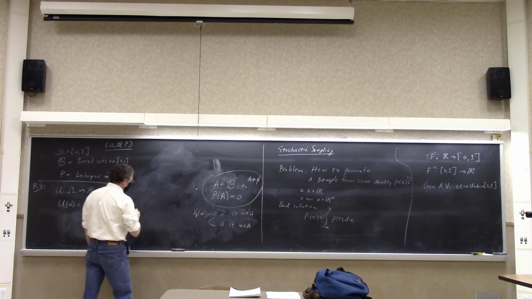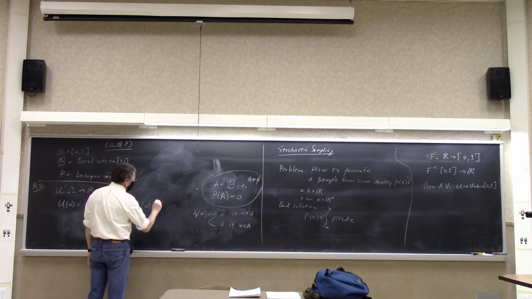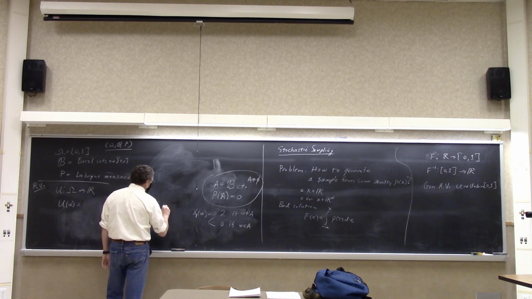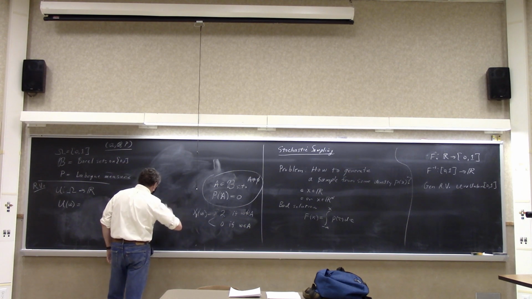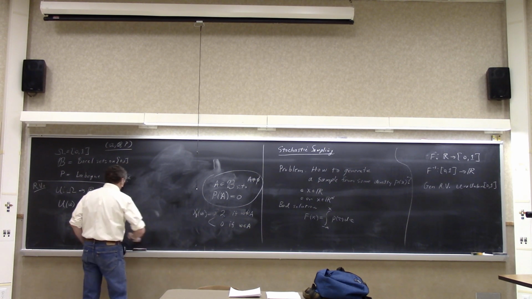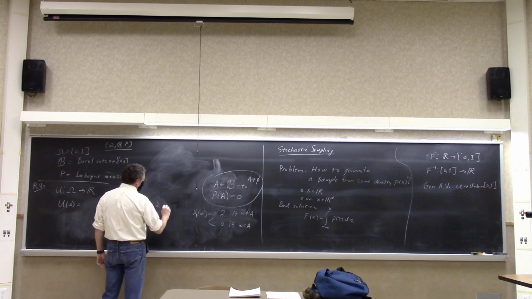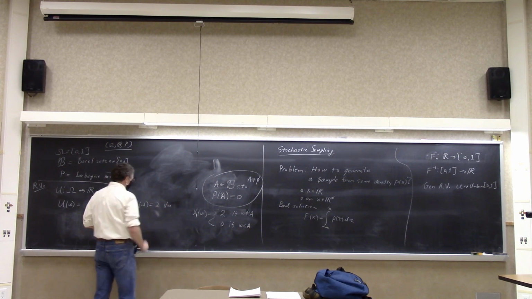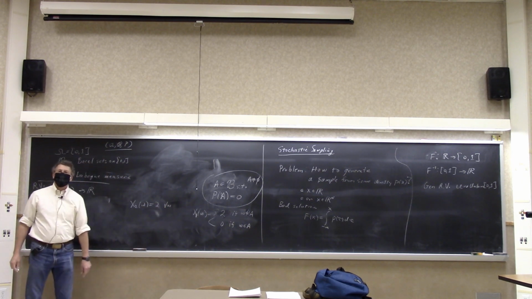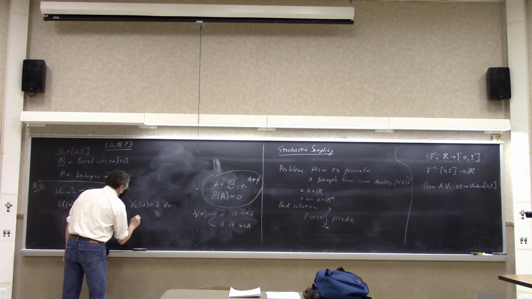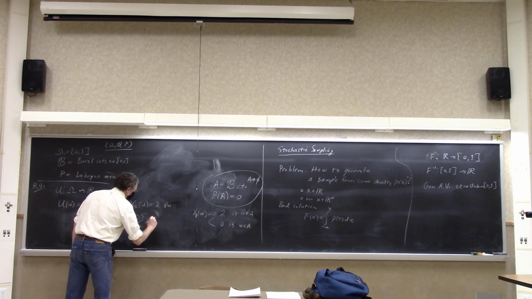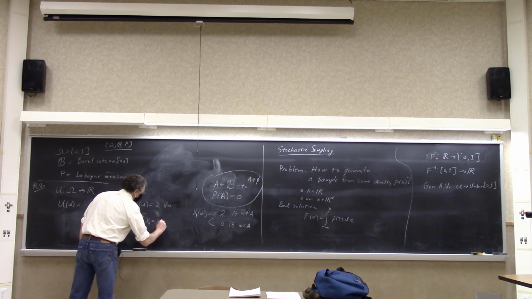Okay, and then I can define X2 of omega, and we'll just make this simpler. We'll say X2 of omega is equal to 2 for all omega, okay? So we have X1 and X2. So you can ask yourself, what's the probability that X1 equals X2?